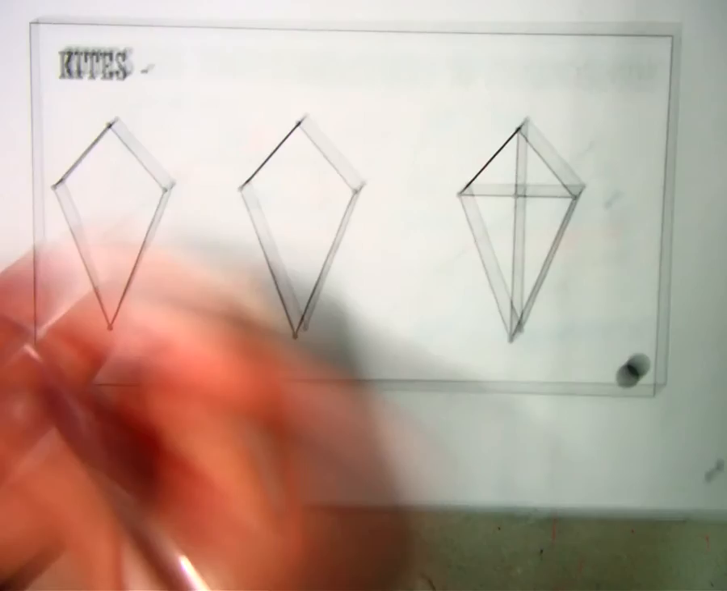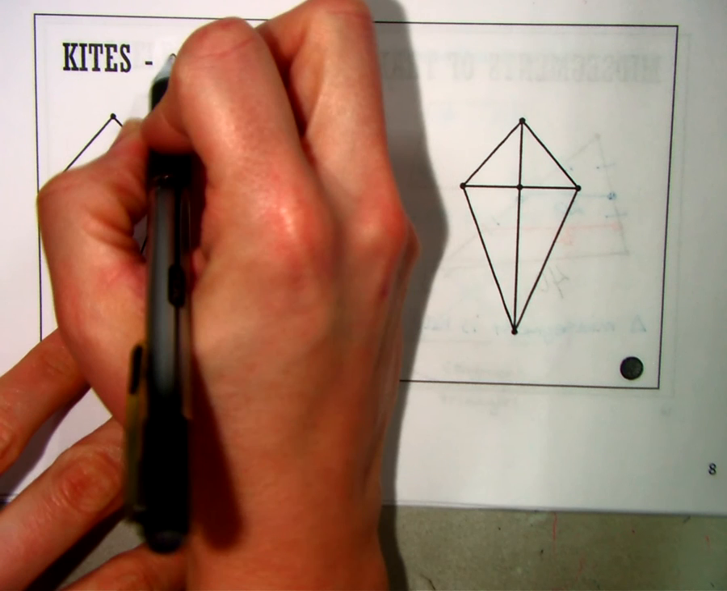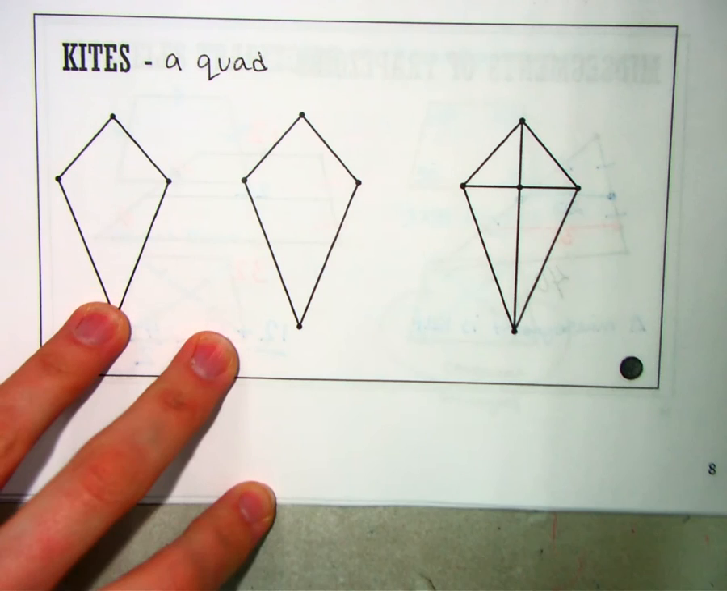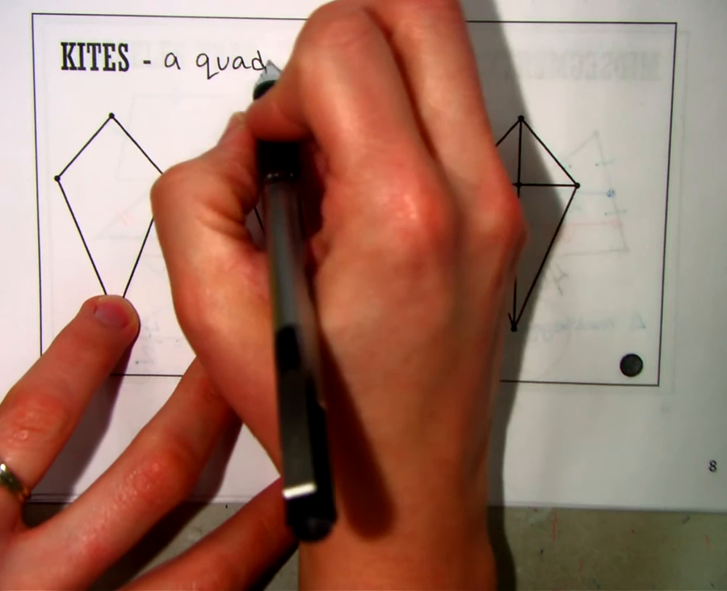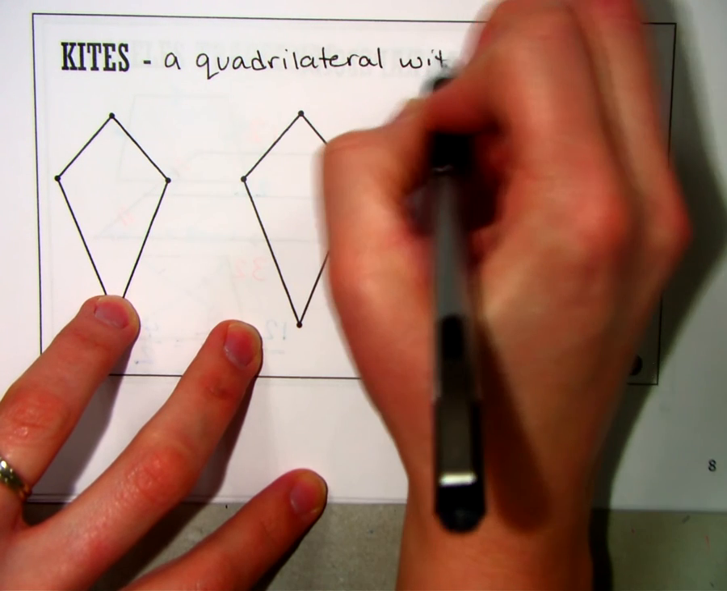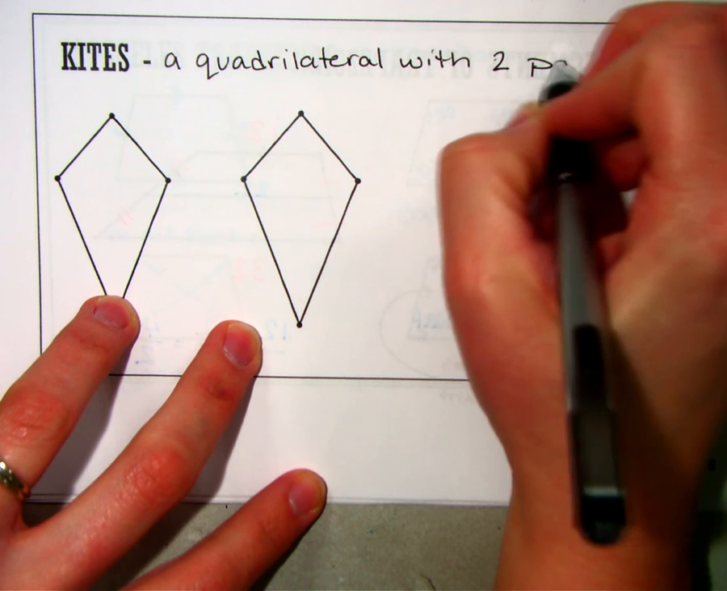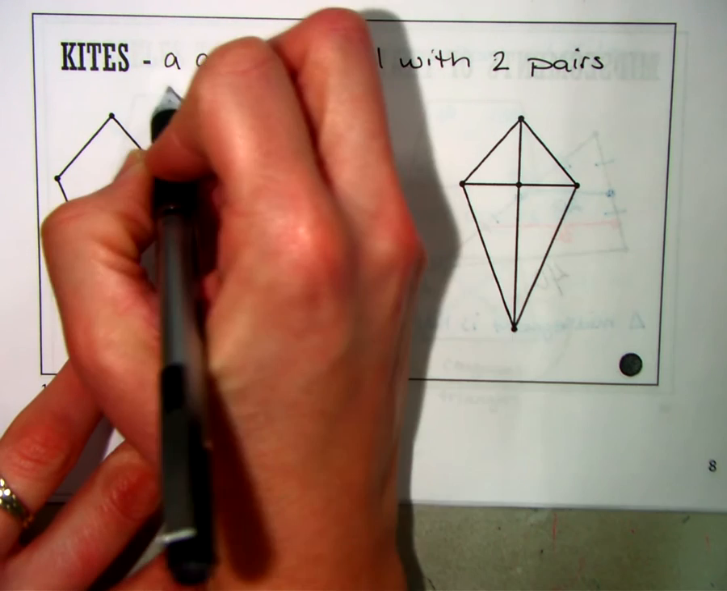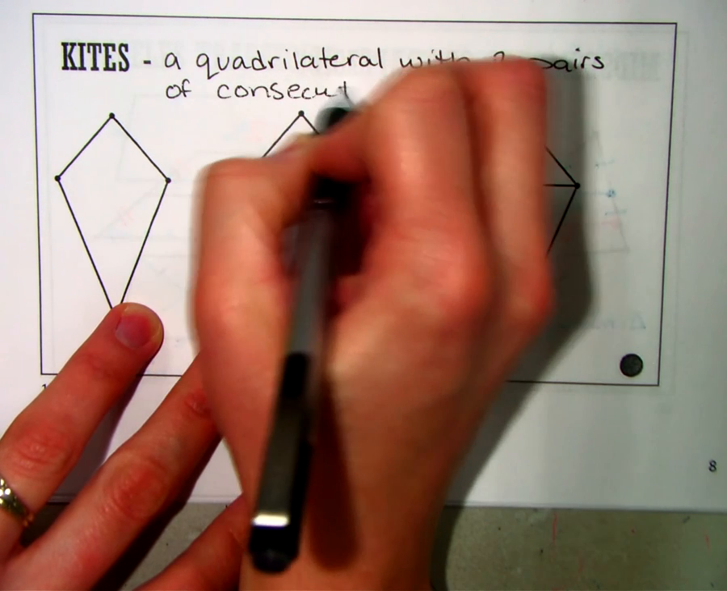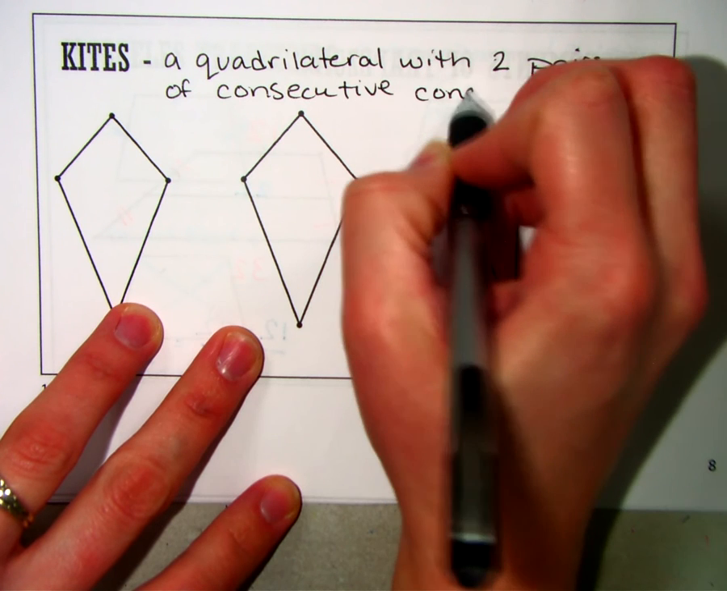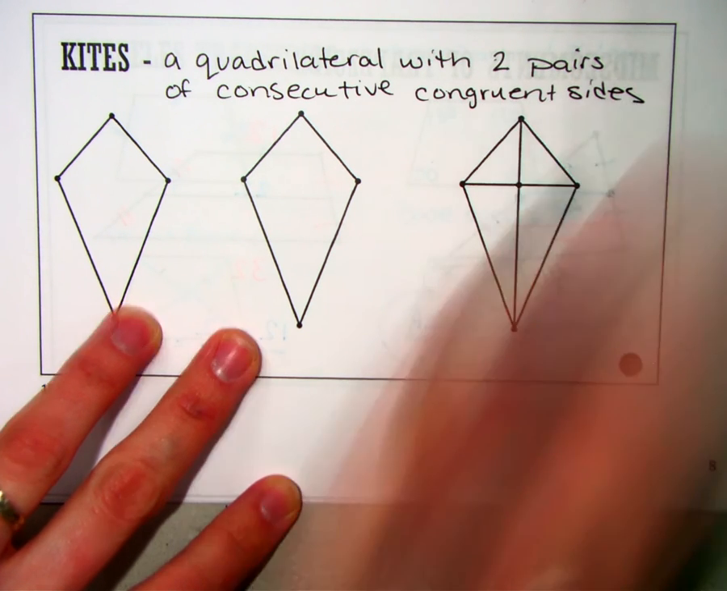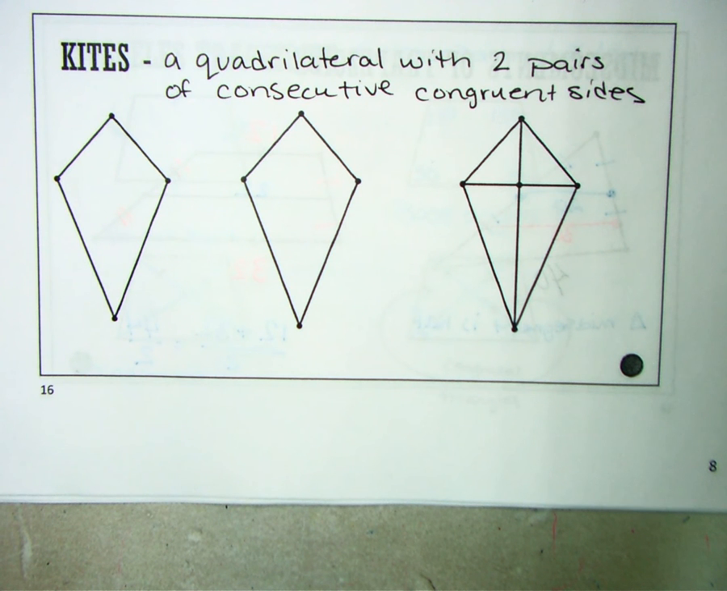Okay, so for kites, the definition of a kite is a quadrilateral. So it's got to have 4 sides. That's the important part. With 2 pairs of consecutive, congruent sides. That's how you say that.